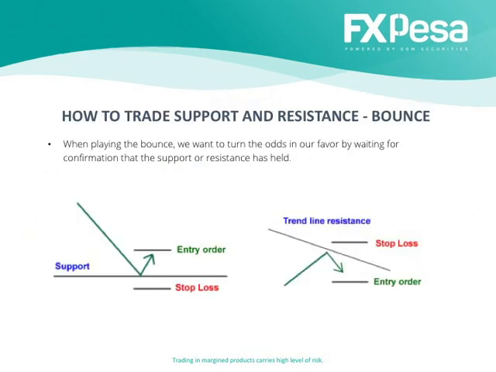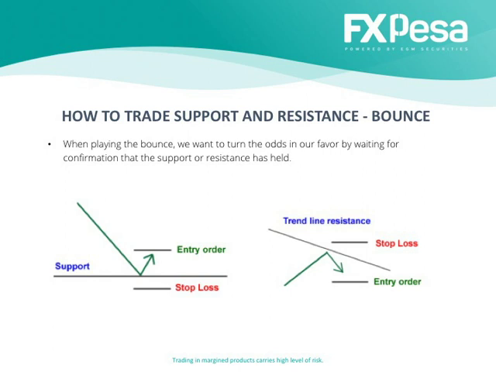How to trade support and resistance. We have a number of ways which you can trade support and resistance. And one of them is the bounce. When playing the bounce, we want to turn the odds in our favor by waiting for confirmation that the support or resistance has been held.